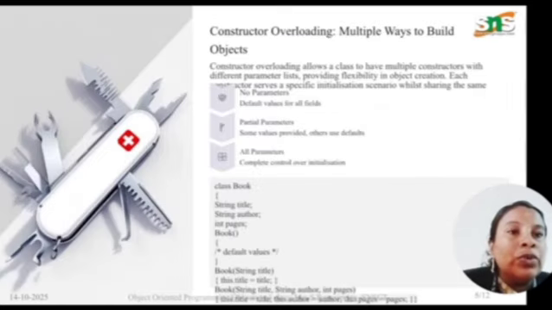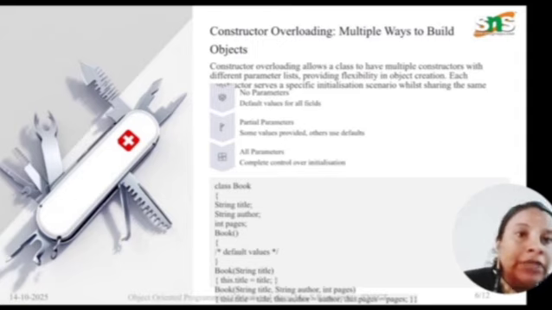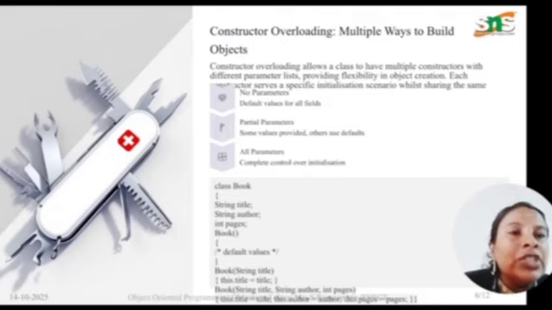Constructor overloading: multiple ways to build objects. Constructor overloading allows a class to have multiple constructors with different parameter lists, providing flexibility in object creation. Each constructor serves a specific instantiation scenario while sharing the same name. It consists of a no-parameter constructor with default values for all fields, then a partial-parameter constructor where some values are provided and others use defaults, and an all-parameter constructor that gives complete control over initialization.